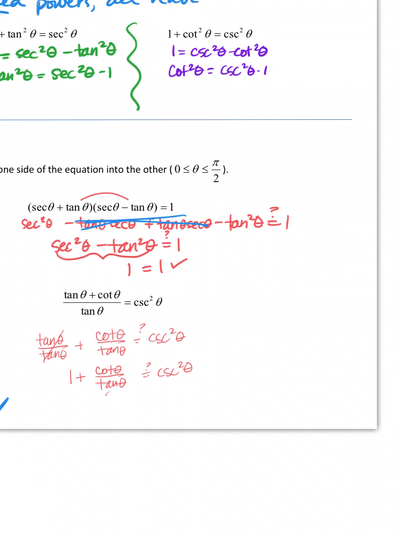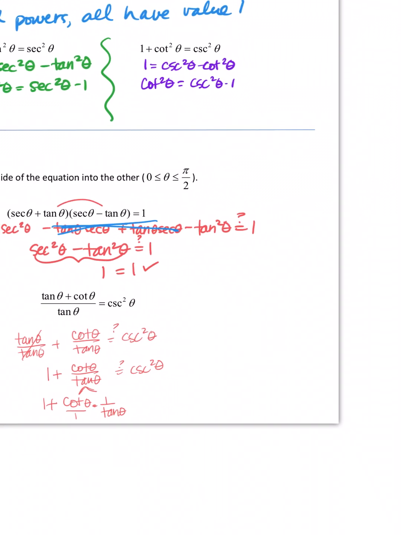now I'm going to split this guy up. So it's cotangent theta times 1 over tangent theta. See what I did there? I split it up. Why the heck would I do that? Because isn't this right here cotangent? And then I can replace it and do 1 plus cotangent squared theta and see if it's equal to cosecant squared theta.